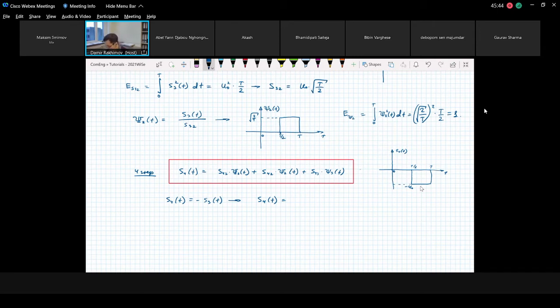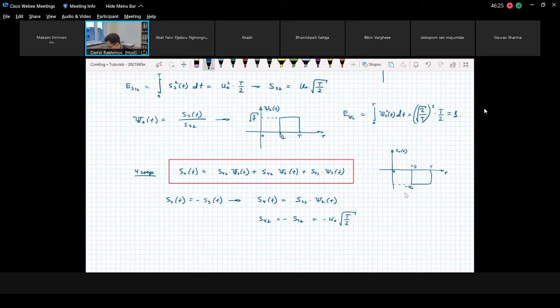So here we see that actually the last signal is the negative version of the third signal, of the previous signal. And as a result, we can conclude that to represent the last signal, we just need the second basis function that we normalize by the scalar S42. And we can also say that this scalar S42, because the difference is only in sign, is nothing else as the negative version of scalar S32. And in the end, it will be equal to U0 times T over 2.